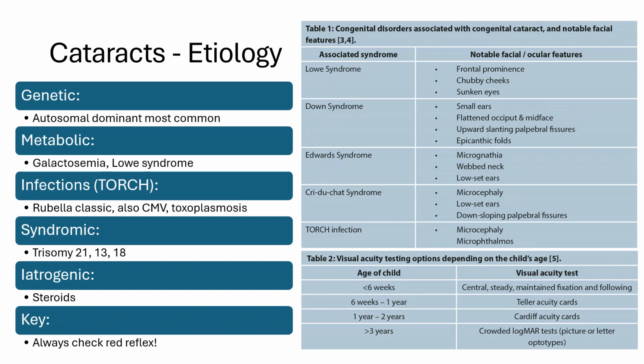Iatrogenic causes, particularly from systemic steroids, remind us to carefully consider medication history in any infant with lens opacities. Your clinical takeaway? Always check the red reflex during every newborn exam. This simple screening tool catches most congenital cataracts early when intervention can make the greatest difference.